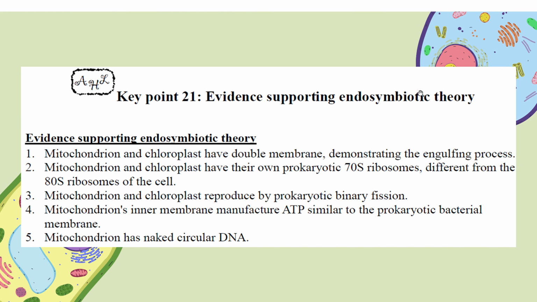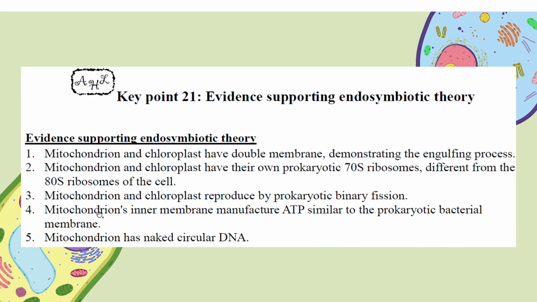Evidence supporting endosymbiotic theory. Remember, mitochondria and chloroplasts have a double membrane, and they have 70S ribosomes inside themselves, not 80S. They're from another world. They still inherit the prokaryotic features, the 70S ribosome. So we think that mitochondria and chloroplasts come from other prokaryotic cells, and they do their own binary fission.